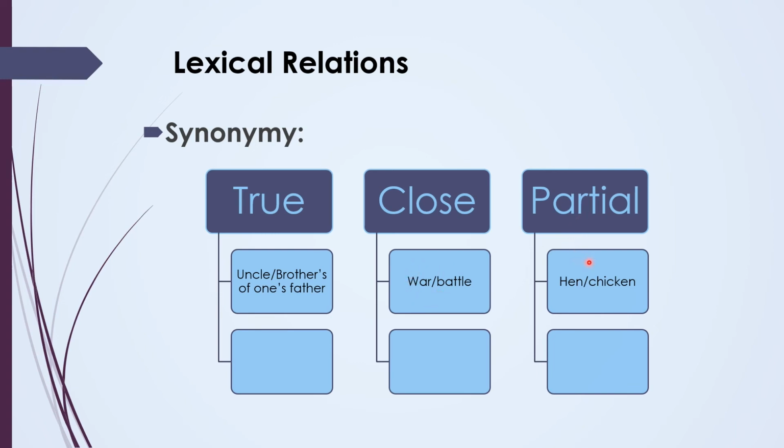And then under partial synonym, we know that we can replace chicken in lieu of hen. For example, whenever you are going to a restaurant and you want to have some chicken, you say give me two pieces of chicken, rather than saying give me two pieces of hen. So you are replacing that. Though these words differ, still we can replace these words in different contexts.